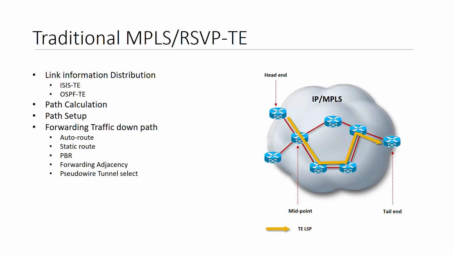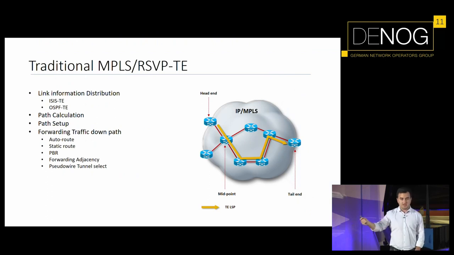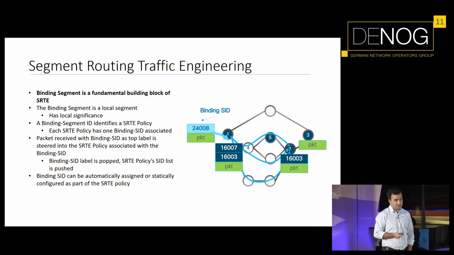Segment routing traffic engineering. So the traditional MPLS RSVP-TE, right? You have the head end, you have the tail end, you have the midpoints. You create the tunnels, right? So the tunnel had to be signaled all the way, which means if you have the tunnel, all the routers between the head end and the tail end needed to be signaled and had to keep a state of the tunnel, right? Now that changes with SR-TE.